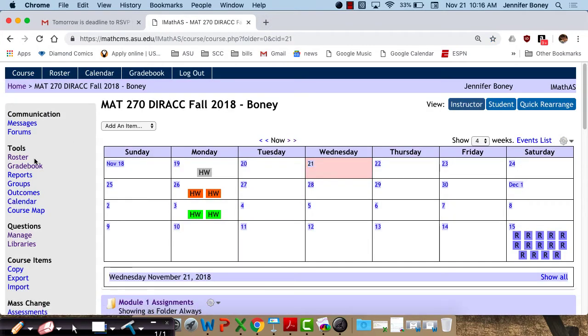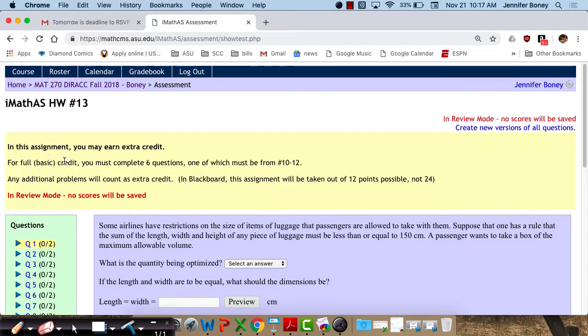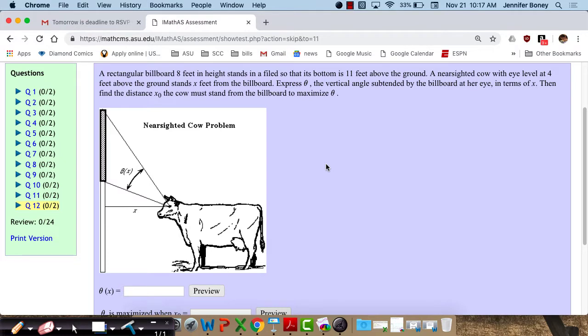All right, so on the stuff that was due Monday, the last question here. Rectangular billboard, 8 feet in height, stands in a field, so that its bottom is 11 feet above the ground, and a nearsighted cow with an eye level of 4 feet above the ground stands X feet from the billboard. We want to express that angle theta that's shown in the diagram in terms of X, and then find the distance that the cow needs to stand to maximize theta. So find the value of X that maximizes theta, so that they can see as much of the billboard as possible, I guess.